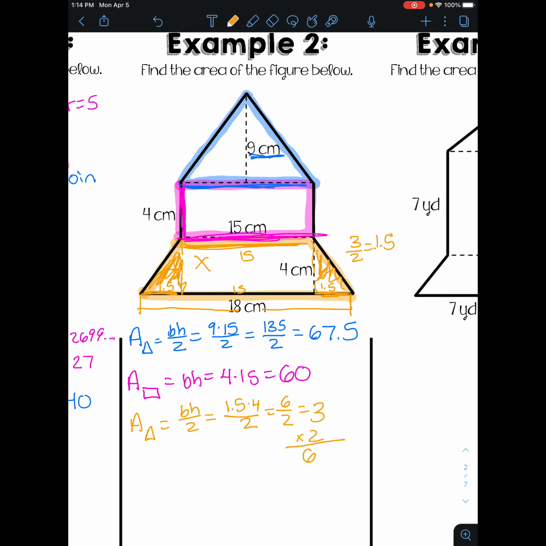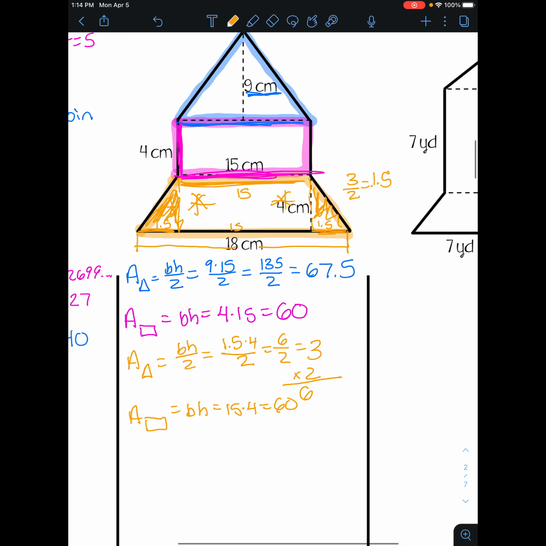Don't forget about your rectangle in the middle, which is a 15 by 4. So area of the rectangle part of our trapezoid, base times height, is then 15 times 4, which is 60. Now, you can either choose to put it together now or you can put it together later. But if I want to say the area of my trapezoid would be 60 plus 6, which is 66. You don't have to do that step, but you can. Just makes it easier when you go to find the total area.